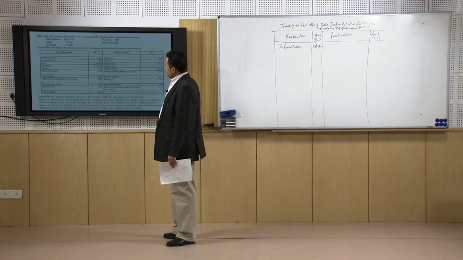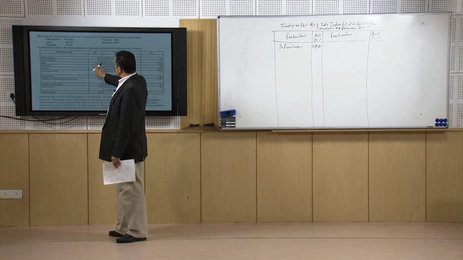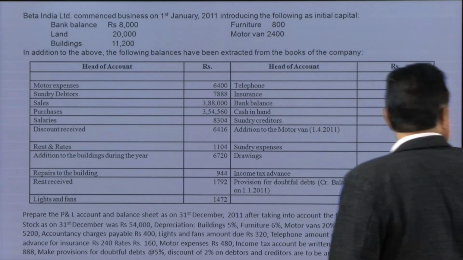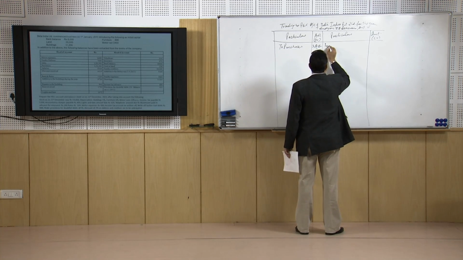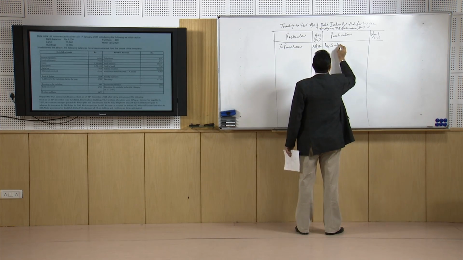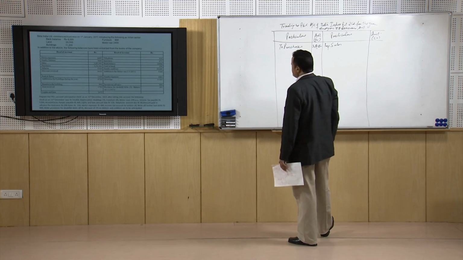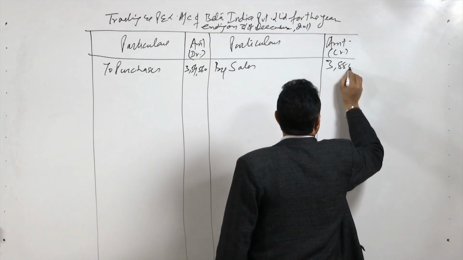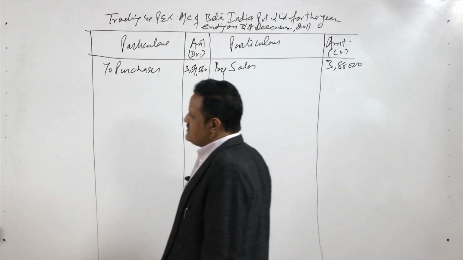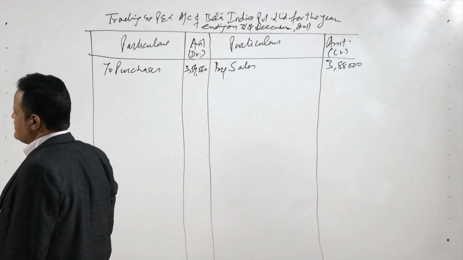Then we look for the credit side, and on the credit side the first item is the sales. This sales information is given to us, that is by sales. How much sales we have done? 3,88,000 worth of sales are done, that is fine, good.